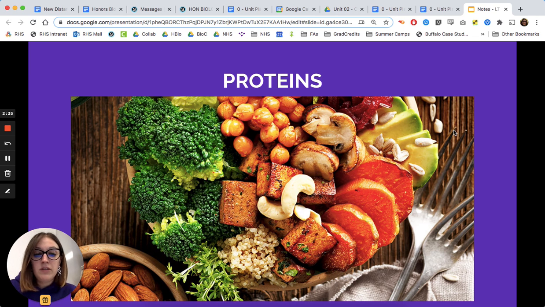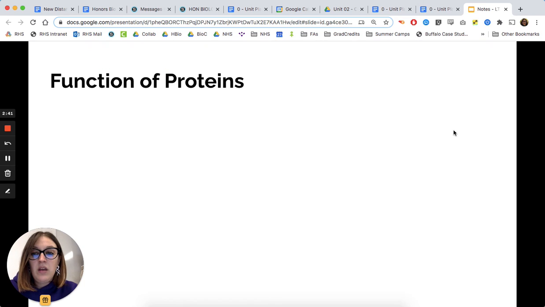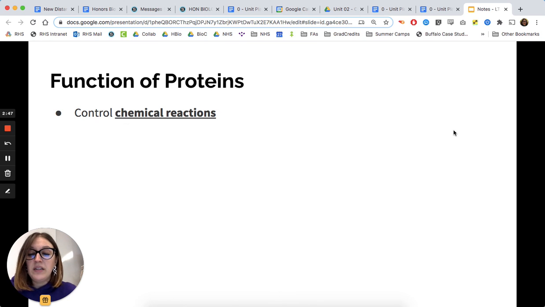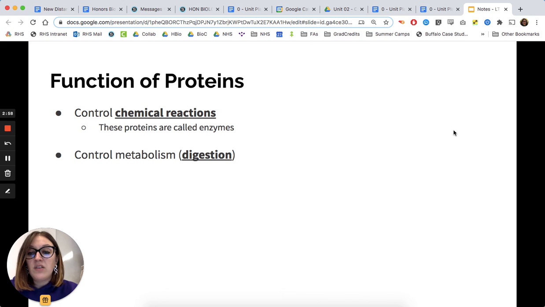All right, some new content today. We will be learning about molecules called protein. The function of proteins, there are many. There are many jobs that proteins do, including controlling chemical reactions. The types of proteins that do this are called enzymes. Proteins also control metabolism, which is how fast you digest your food.